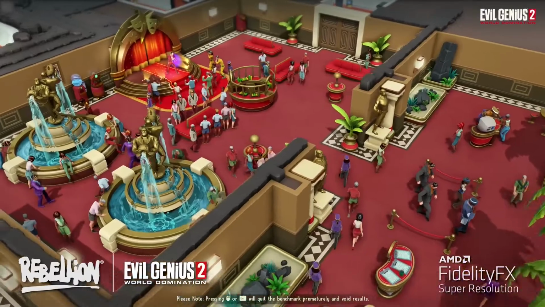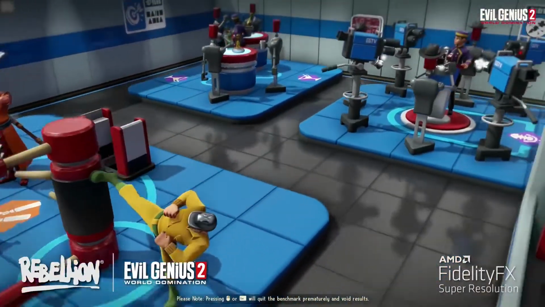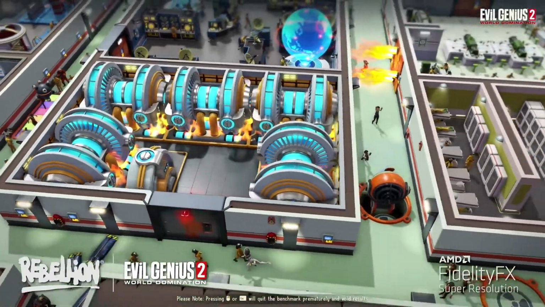For Evil Genius, we're using AMD FidelityFX Super Resolution to get a faster frame rate on all the ranges of PCs that we're getting our game on, from the base level, entry level laptop, for example, all the way up to the highest level of graphics card.